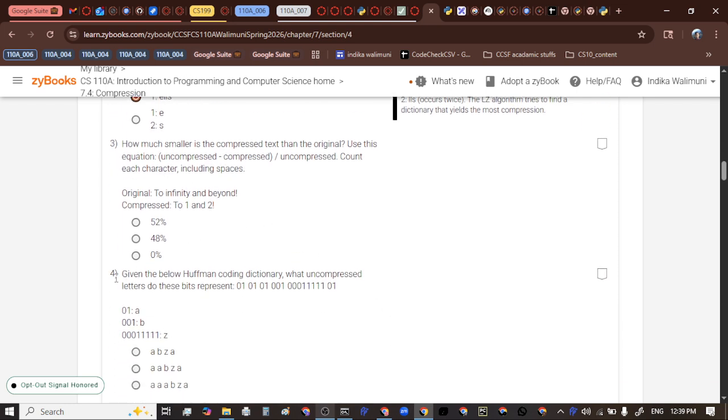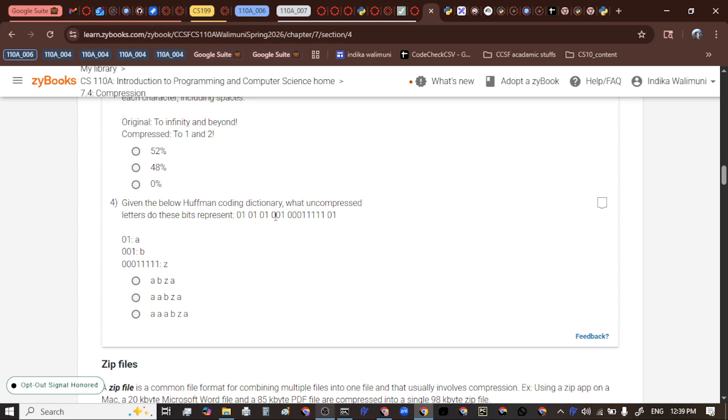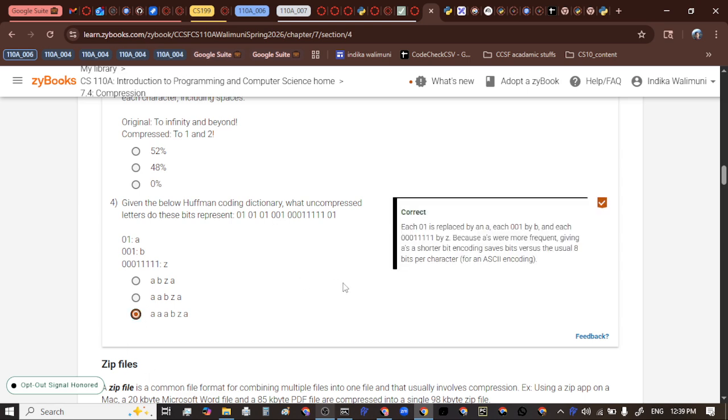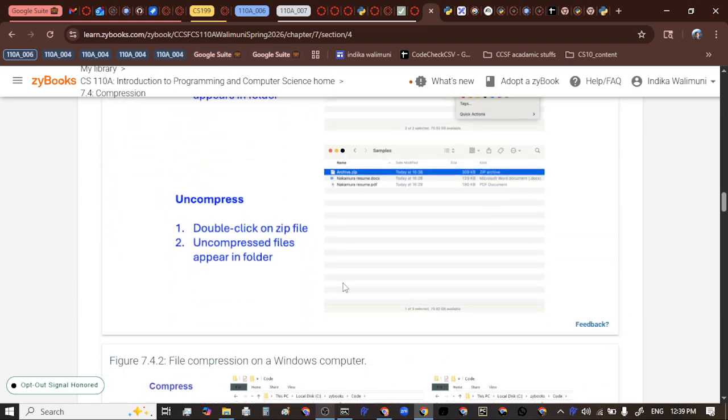Okay, I'm going to jump to number 4. It's a Huffman coding one. What uncompressed letters do these bits represent? So 01 is A, 001 is B, and 000 is Z. So A, yeah, A, right? B, Z, A. Okay, all right.